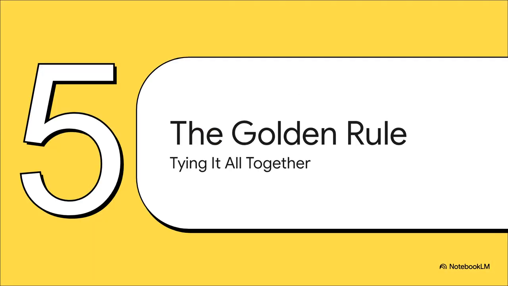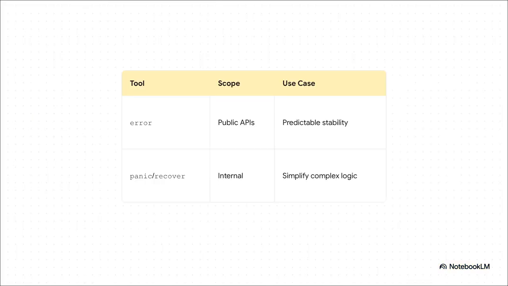Okay, so we've got our 3 main tools in the toolkit: the everyday error, the emergency panic, and the recover safety net. So let's lay down the golden rule for how to put these all together. Look, it really just boils down to one simple idea: boundaries. You use error values for your public APIs, anything that crosses from your package to someone else's code. That's your promise, your contract with the user, that your code is stable and predictable.